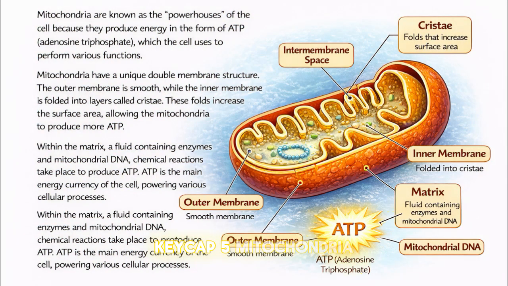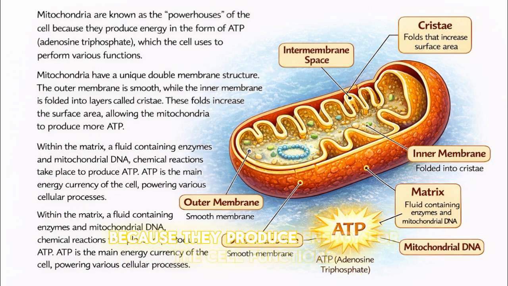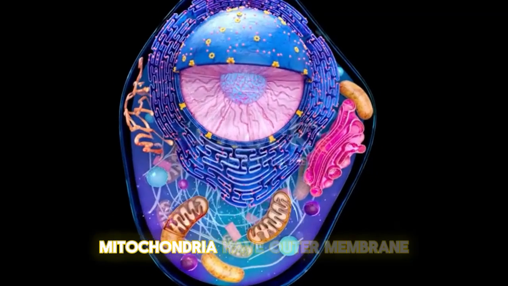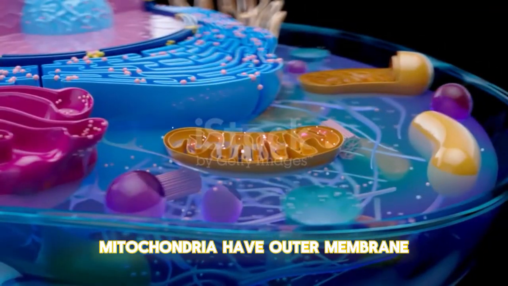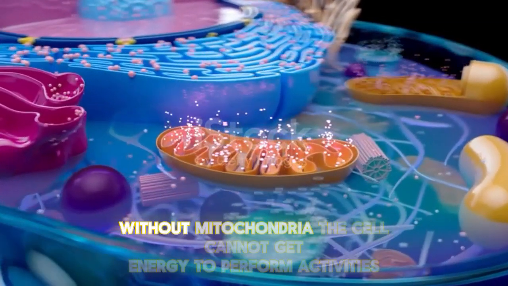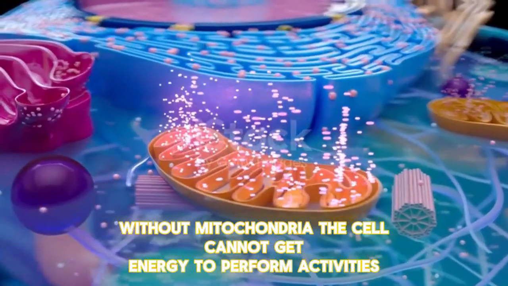Mitochondria. Mitochondria are known as the powerhouse of the cell. Why? Because they produce energy for the cell. Functions: convert food into energy, ATP. Help in cellular respiration. Mitochondria have outer membrane, inner folded membrane, matrix inside. Without mitochondria, the cell cannot get energy to perform activities.